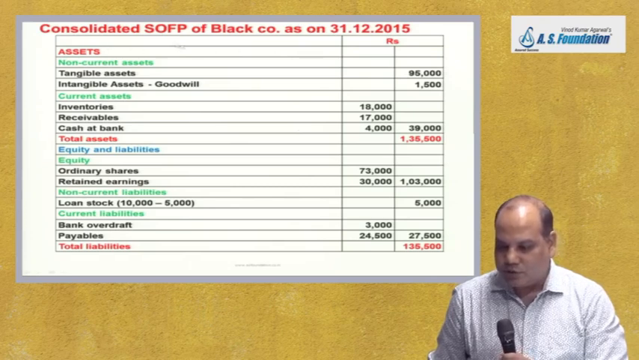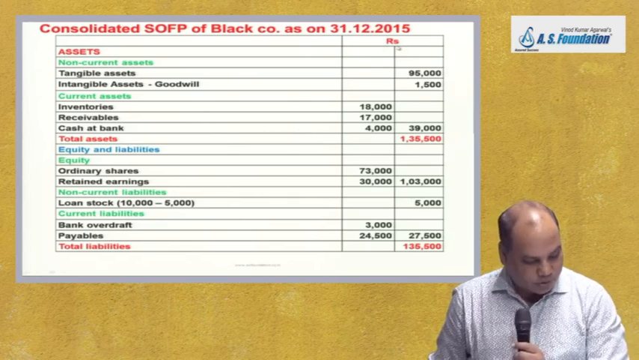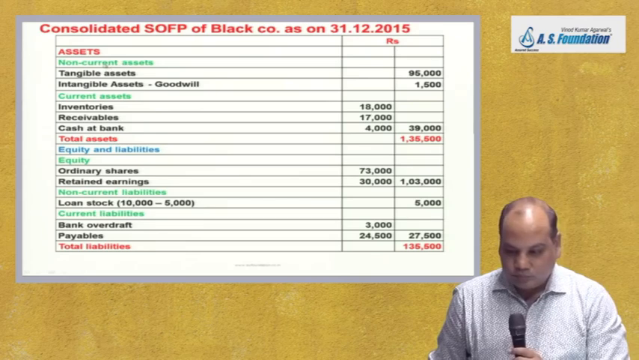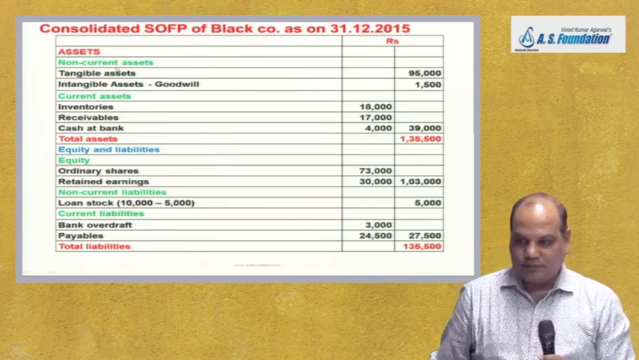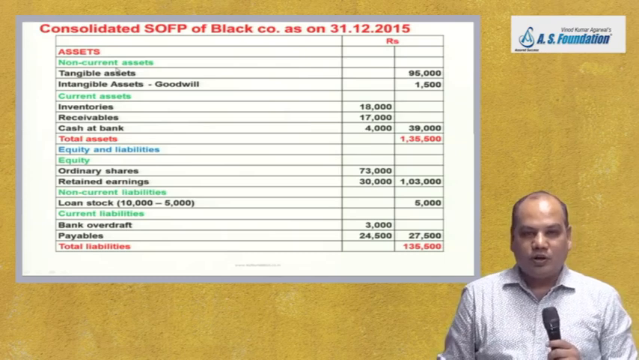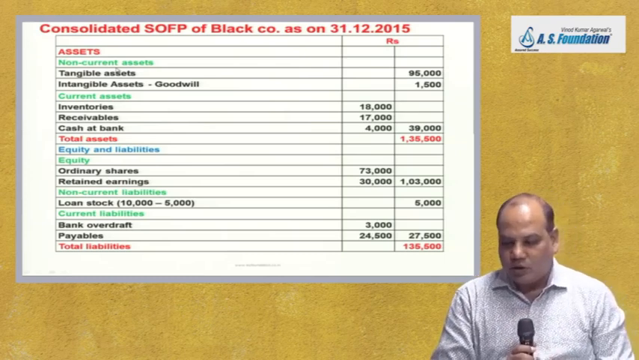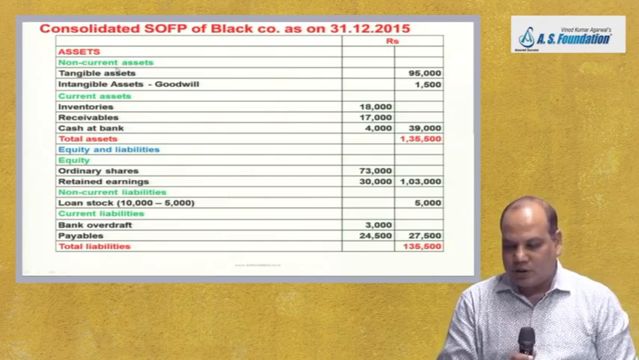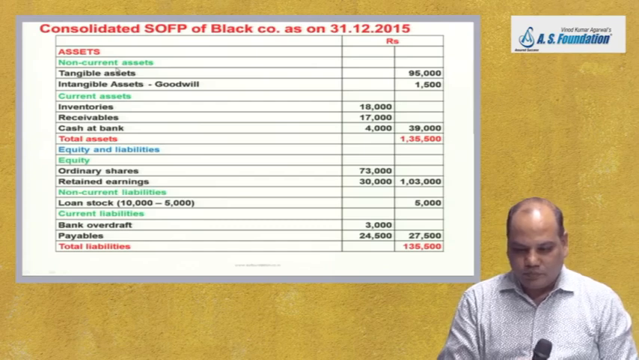Draw this format first. Particular, rupees, rupees. 2 columns on the right side. Then write down assets. Under assets, write non-current asset. Under non-current asset, write tangible asset.